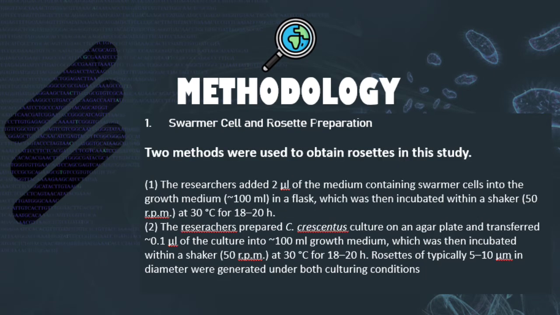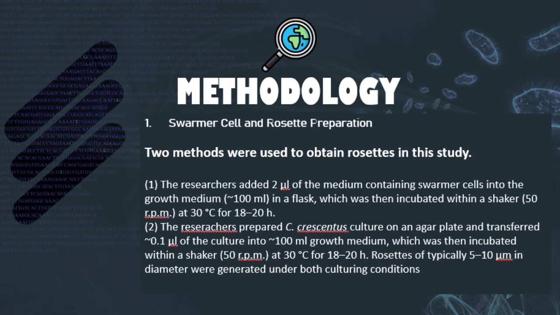Two methods were used to obtain rosettes in this study. First, the researchers added 2 microliters of the medium containing swarmer cells into the growth medium in a flask, which was then incubated within a shaker at 50 revolutions per minute at 30 degrees Celsius for 18 to 20 hours.